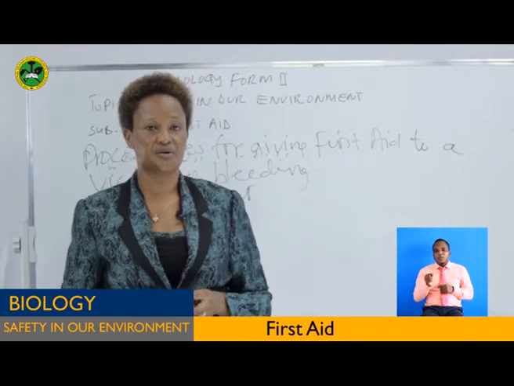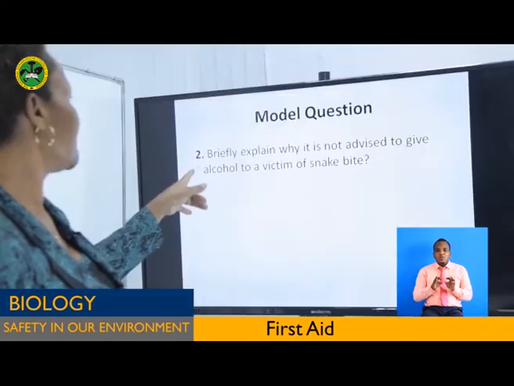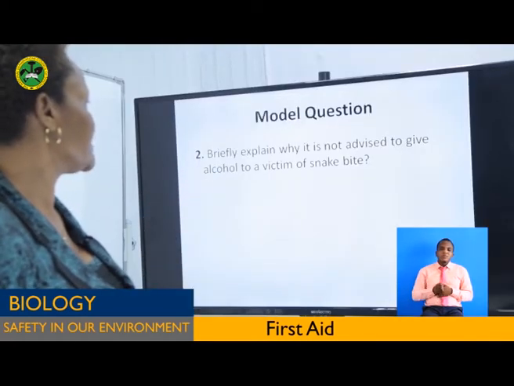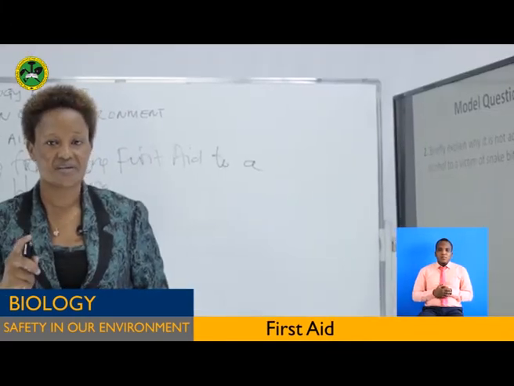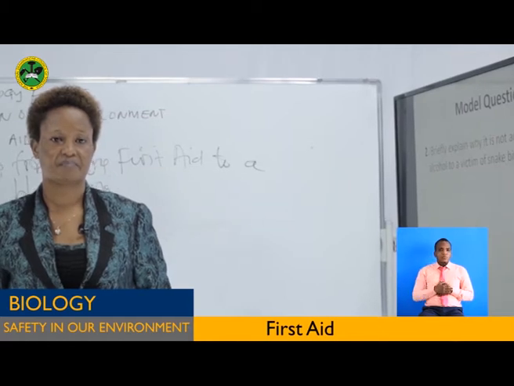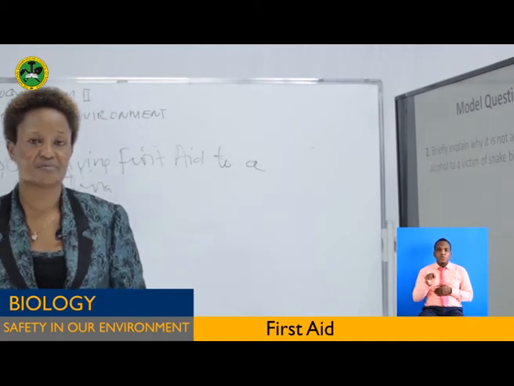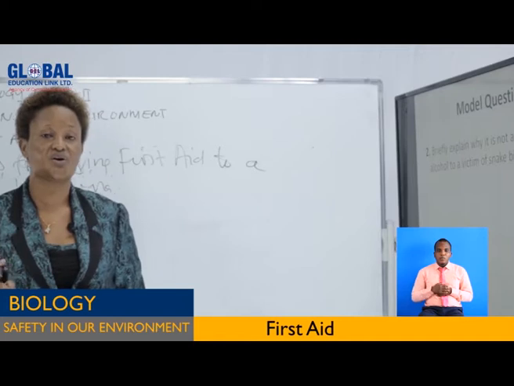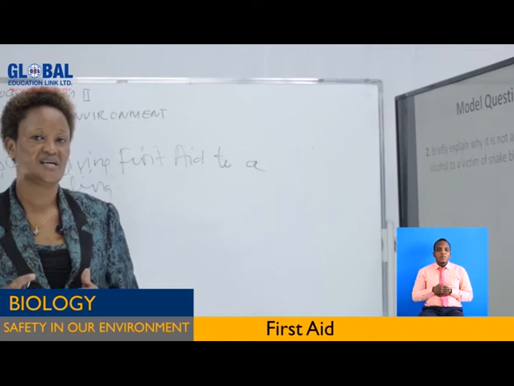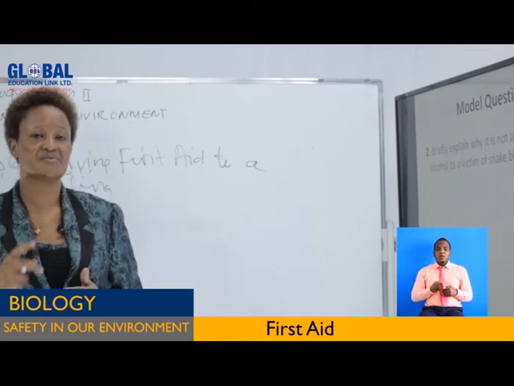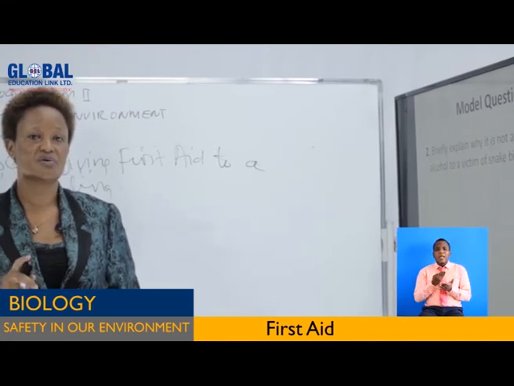There is a question also here which you must ask yourself. Briefly explain why it is not advised to give alcohol to a victim of a snake bite. Can you think about it? Can you give the answers? Yes. The answer is that alcohol is a stimulant. It will raise the heartbeat. As a result, the venom will circulate fast in the blood. So you are not supposed to give alcohol to a victim of snake bite.